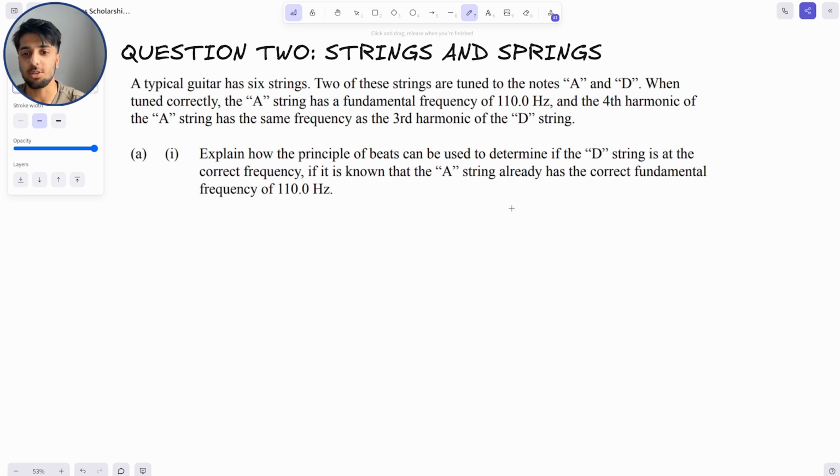So if beats occur when the 2 frequencies are slightly different, beats will not occur when the frequencies are the same. So if we know that the 4th harmonic of the A string has the same frequency as the 3rd harmonic of the D string, if the A string is played at the 4th harmonic, then we know that the D string is tuned correctly if we play the D string at the 3rd harmonic and no beats can be heard. So let's write that in.